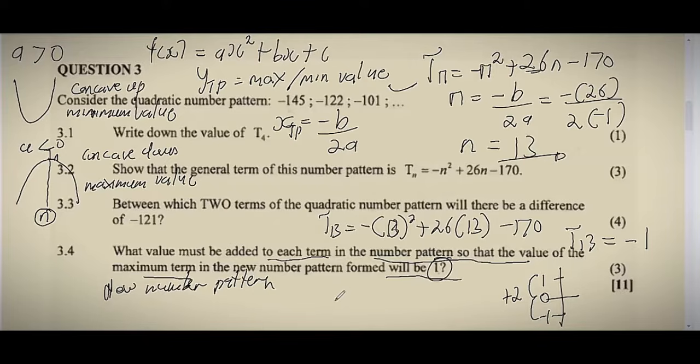That means in conclusion, we can say that therefore we need to add 2, right? So what value must be added to each term in the number pattern so that the value of the maximum term in the new number pattern formed will be 1? We need to add 2. If we are to form a new number pattern, which will have a maximum value of positive 1, that means we need to add 2 to each term in this old number pattern.